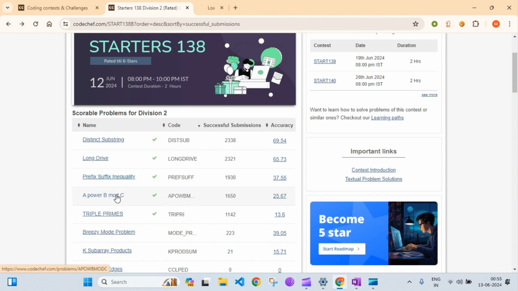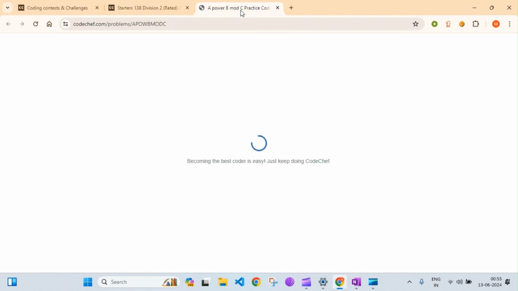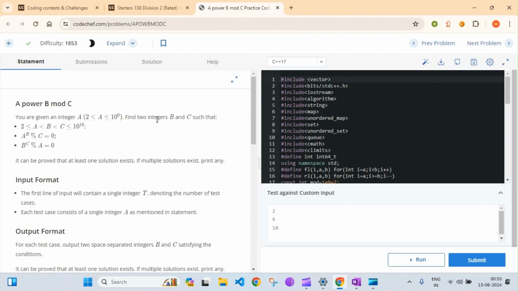Let's go for the fourth one. This problem was basically a pretty mathematical problem. So let's try to figure out what this question is saying. You are given the range 2 to 10 to the power 18, right? And you have to figure out three integers. A is given, and you have to find these two integers B and C, which are in increasing order, like A is the least, B is less than C, and C is less than 10 to the power 18, right?